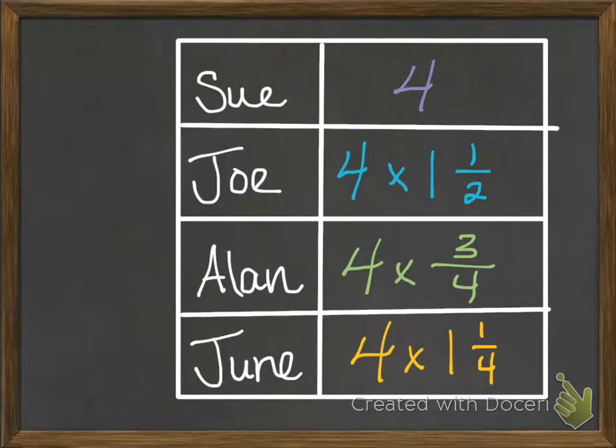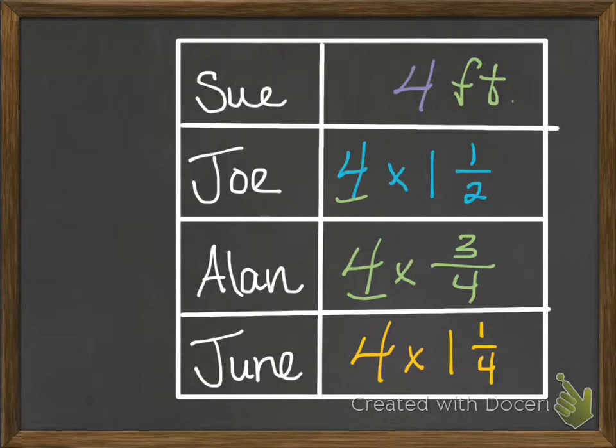Sue started off with her scarf as 4 feet, and it hasn't changed. Joe started off with a 4-foot scarf, and his has changed by 1.5 times. Alan's started at 4, and it's changed by 3/4. And June's scarf has changed 1.25 times. So we're going to figure out what that means.